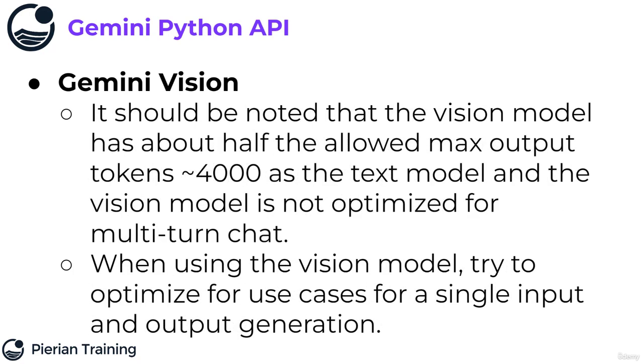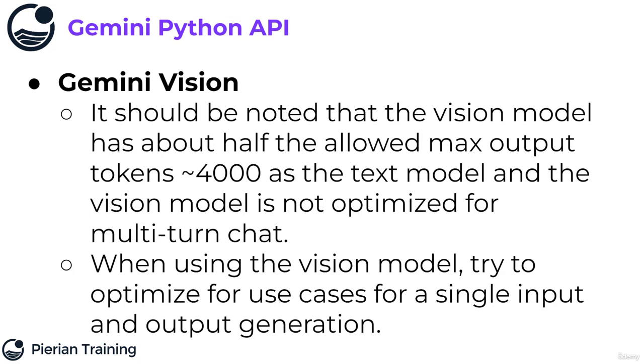It should be noted, however, that the vision model has about half the allowed max output tokens, roughly about 4,000, as the text model. That is, the text model that we were previously working with had about 8,100 allowable output tokens. The Gemini vision model is a lot smaller because it has to take into account the fact that you're potentially passing in an image, which is going to take up more of that context space.